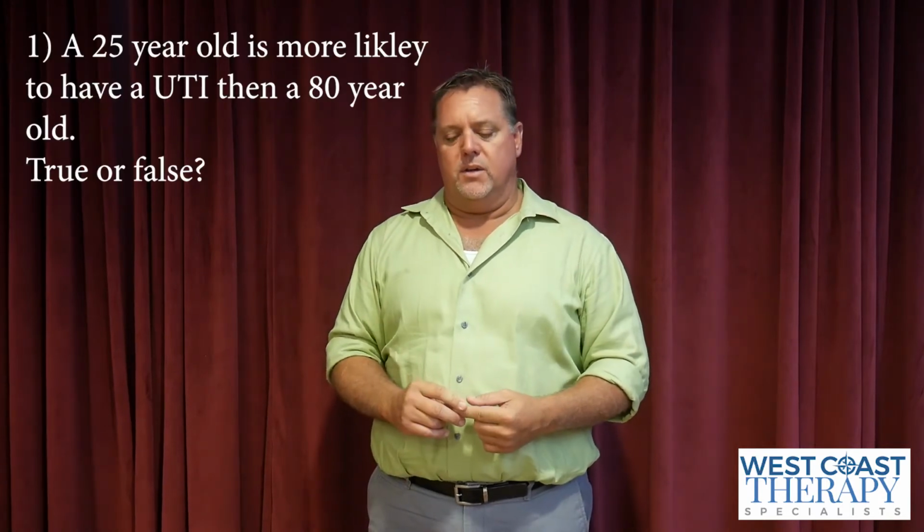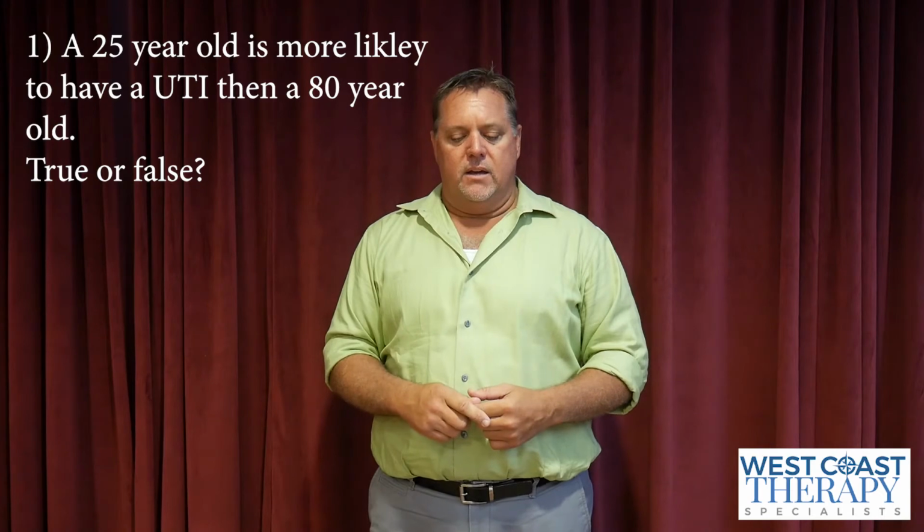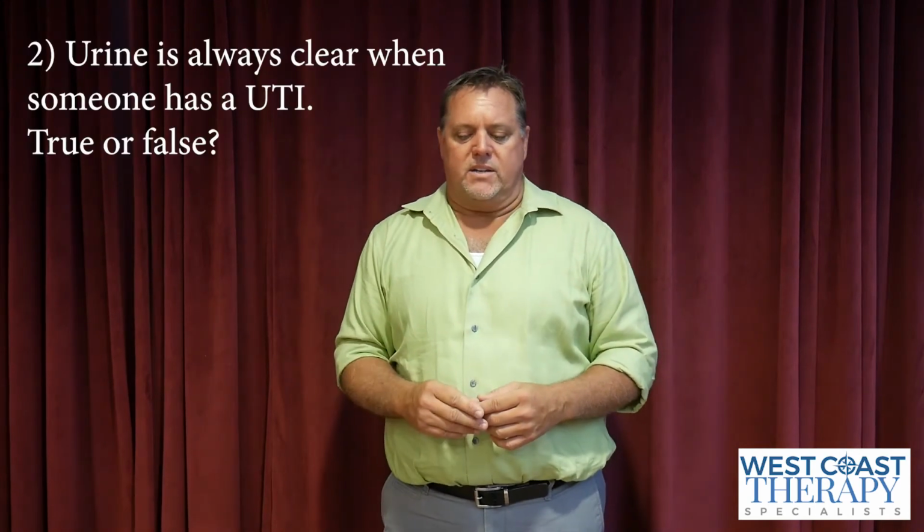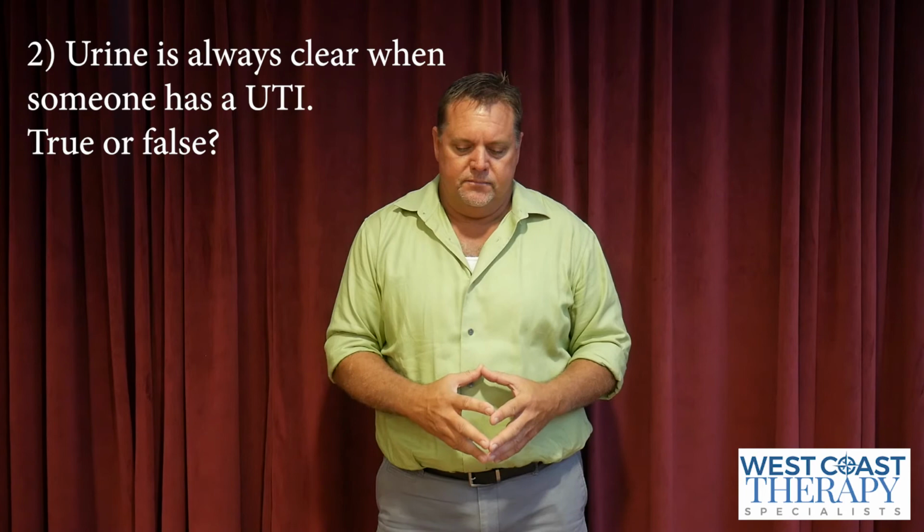Here's a quick 3-question quiz on UTIs. Question number 1. True or false? A 25-year-old is more likely to have a UTI than an 80-year-old. Number 2. True or false? The urine is always clear when a resident has a UTI. Number 3. Give 2 ways to prevent a UTI. There are many, but just give us 2.